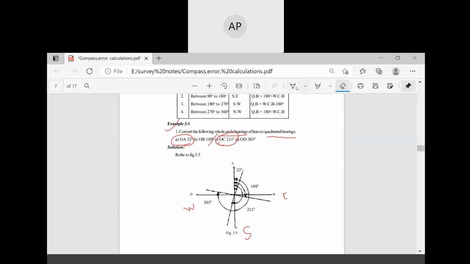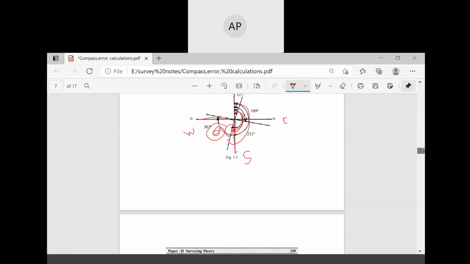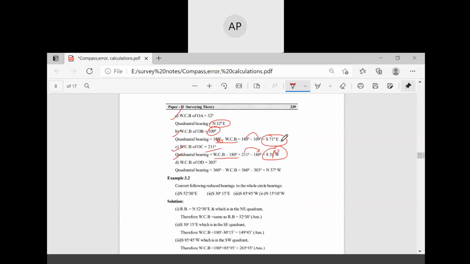So the third problem, how can I convert? The third angle is this angle, and this angle automatically lies in this quadrant. That means south and west. And how can you calculate this angle? You have to convert whole circle bearing minus 180 degree and it will give this angle, isn't it? So 31 degree south, direction is south and east.